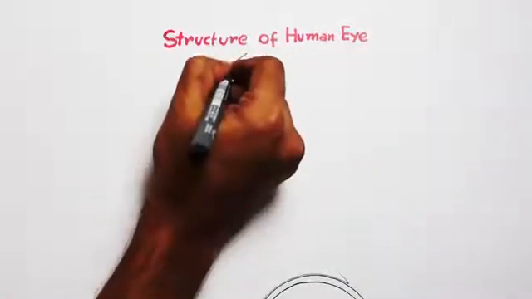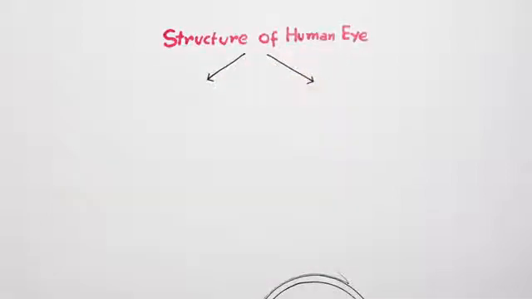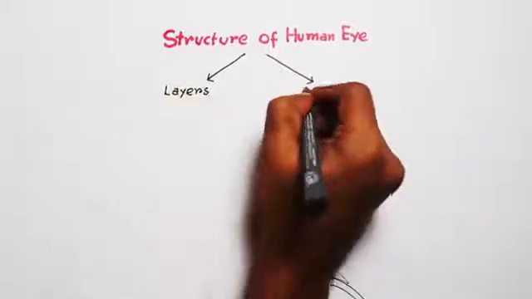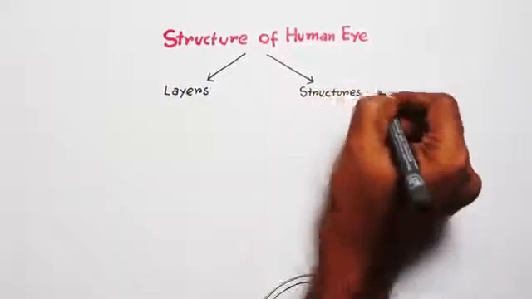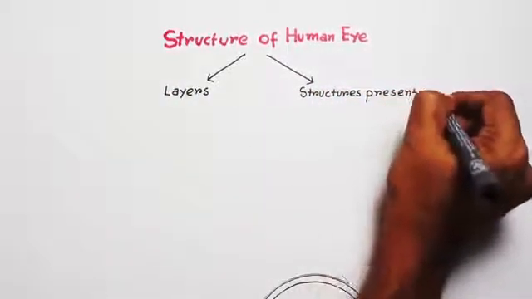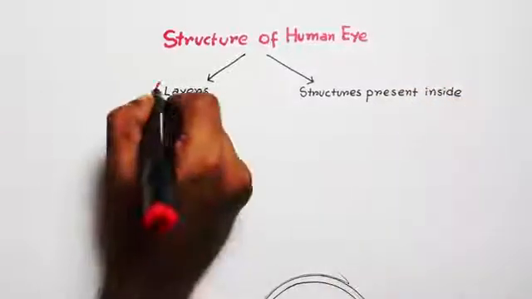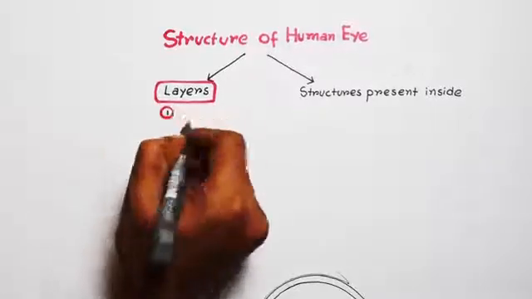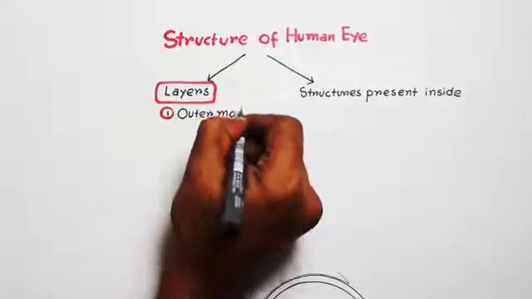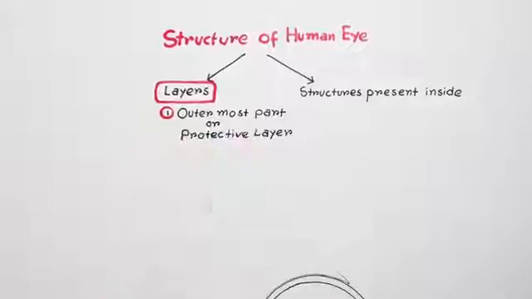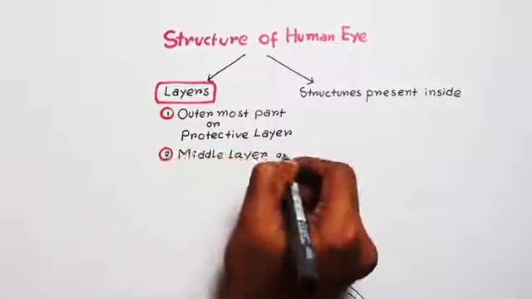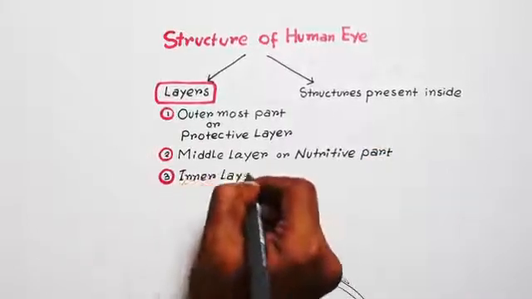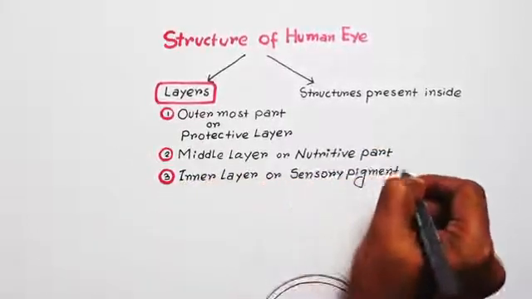In this video, we are going to discuss the structures of the human eye. For better understanding, we can divide it into two parts. One is what are the walls or layers of the eyeball, and what are the structures present inside. So let's discuss the layers first. Basically, it has three layers: the outermost part or protective layer, the middle layer or nutritive part which provides nutrition, and the inner layer or sensory pigmented part.